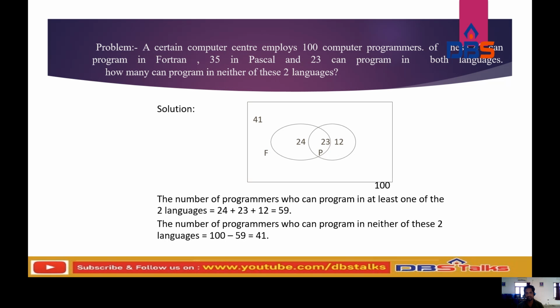So the number of programmers who can program in at least one of the two languages is 24 plus 23 plus 12. The number of programmers who can program in neither of these languages is 100 minus 59, which equals 41. This is the 12 and this is just 24.